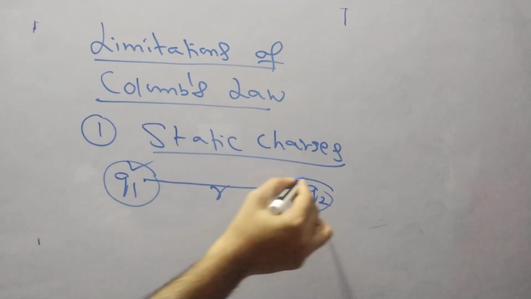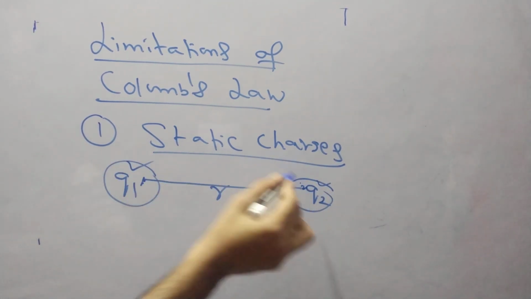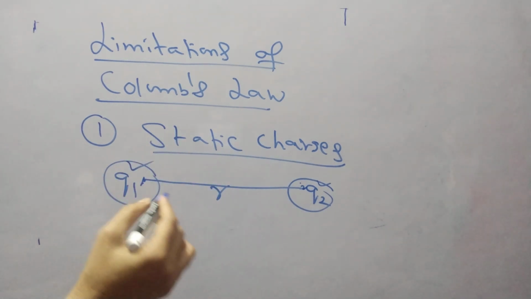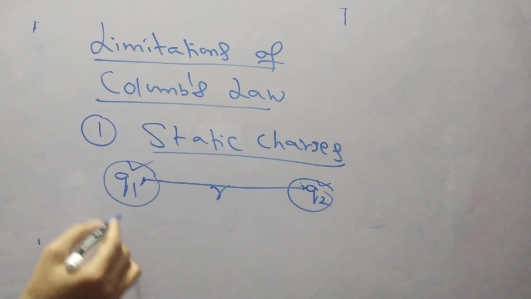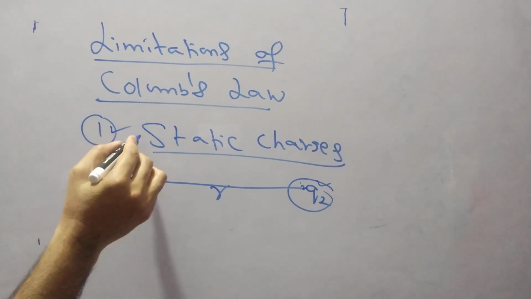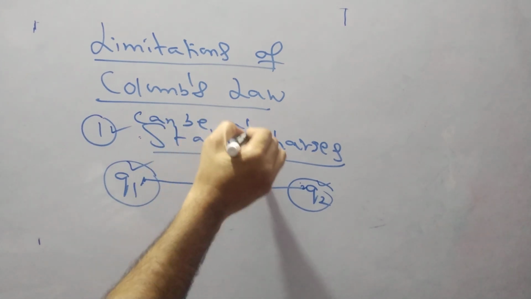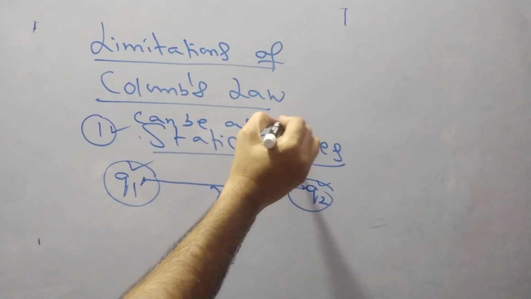So what is the statement here? Q1 and Q2 are the charges which are static. Static means they are stationary, they are not moving. So for moving charges, this Coulomb's law is not applicable. So that is the first limitation. It can be applied only for static charges.